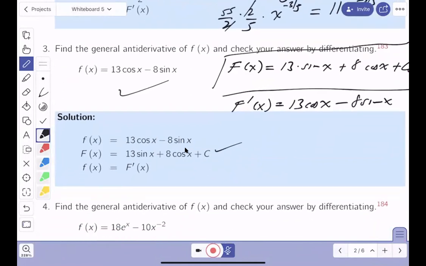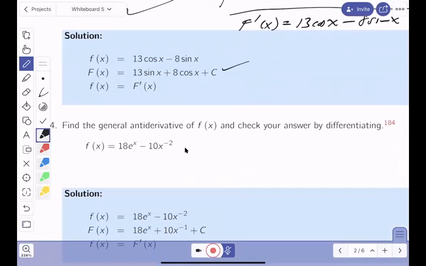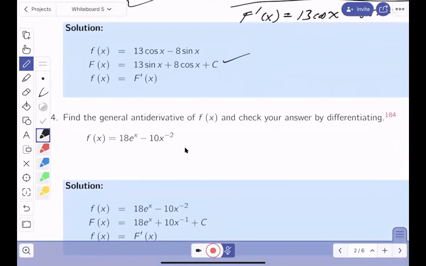Things are working out pretty nicely. Let's just put it over here. Now it's got e to the x in it. And my big question is, what differentiates to e to the x? Well, I know that. That's e to the x, right? And then I got this guy over here. So minus 10 x, I'm going to increase the exponent by 1. That'll be minus 1. And I would divide through by minus 1 plus some constant.